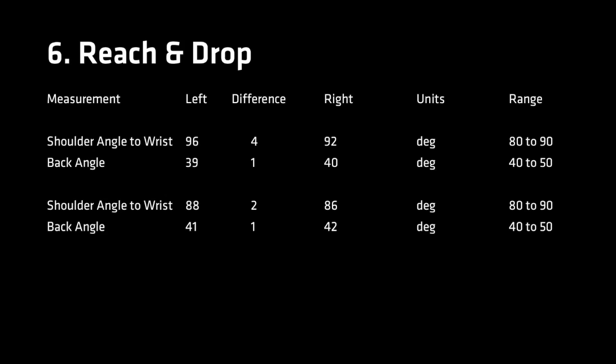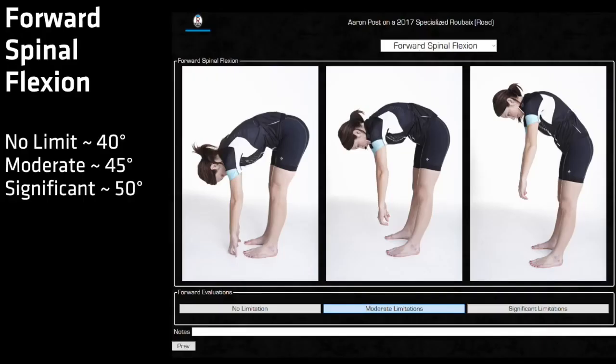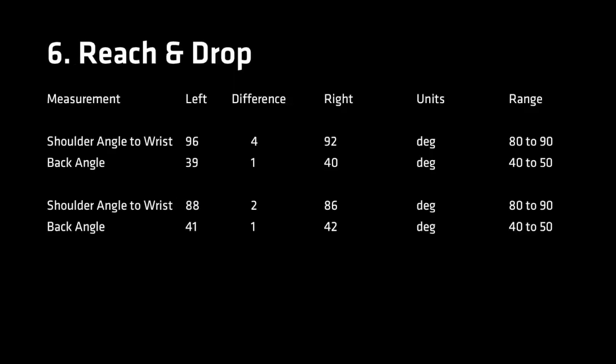But how does the fitter know if that bar height and back angle is good for this rider? Go back to the physical assessment. Use the forward flexion assessment as a guide to determine a target for back angle. More flexible riders will trend towards lower back angles, while less flexible riders will need a more open back angle. Let's look at the rider's data again, this time assuming that his forward flexion was moderate.